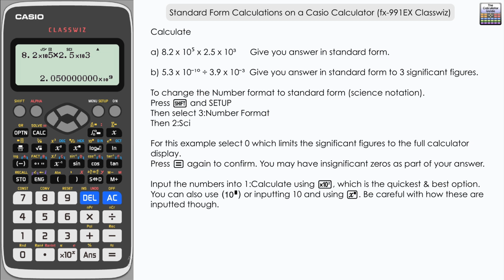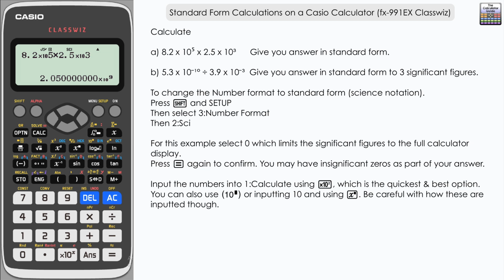That's just to ensure that we've got the fullest calculated display, for example if we had more significant figures than that. If we need to write this answer down, then we can just write it as 2.05 times 10 to the 9 and ignore those insignificant zeros on there.